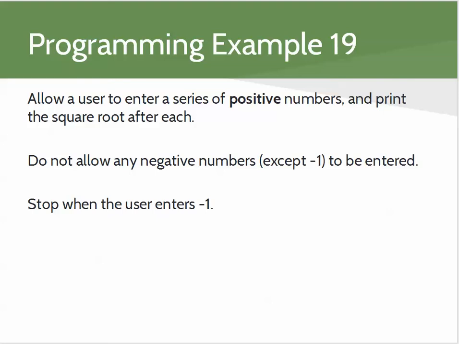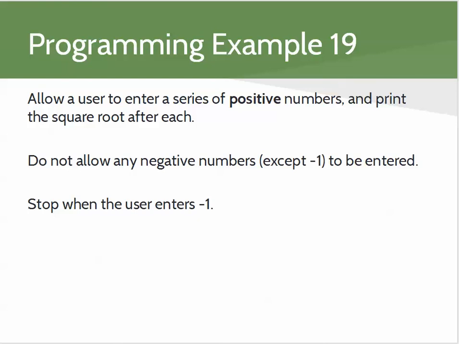So what we're going to do is have the user enter only positive numbers, and I'm actually going to do some input validation on this and make sure that the user has typed in a positive number before I try to compute the square root. Now to add on to this, I'm also going to allow the user to type in a series of these numbers, and I will specifically stop when the user types -1.